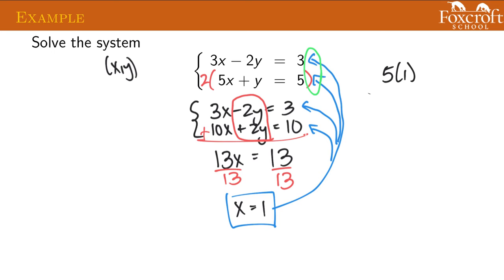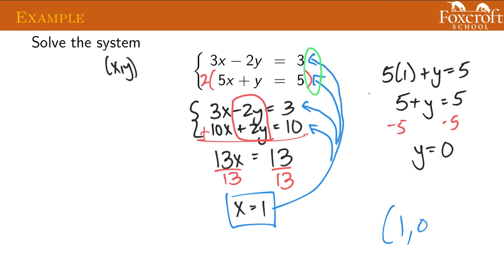Plugging in 1 for x. Subtracting the 5 to get the y by itself, I get y equals 0. So it looks like my final answer should be (1, 0). And let's see, 3 equals 3, 5 equals 5. Yep, so that's good. This is my final answer.